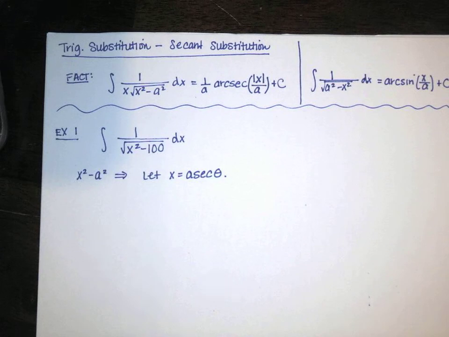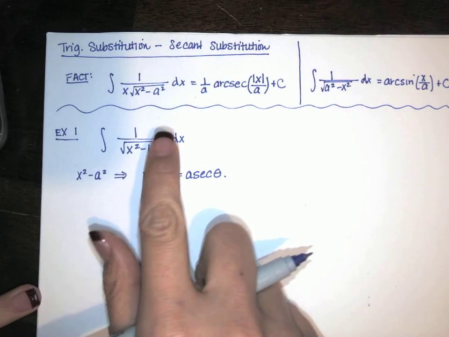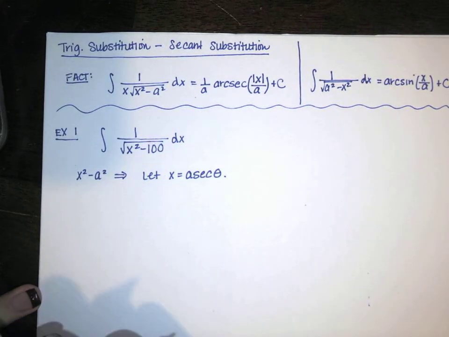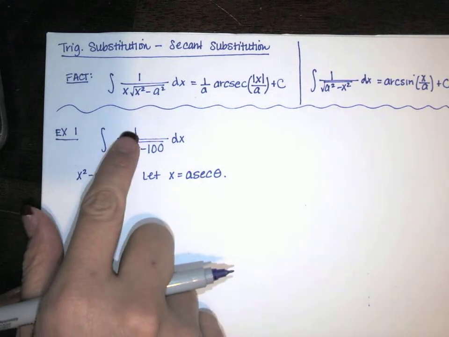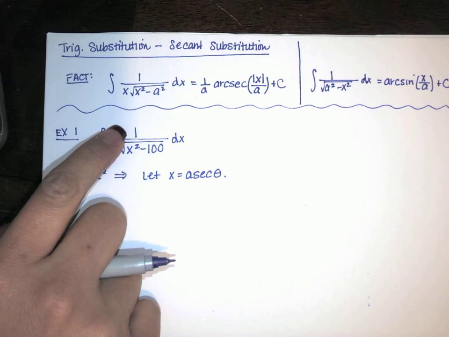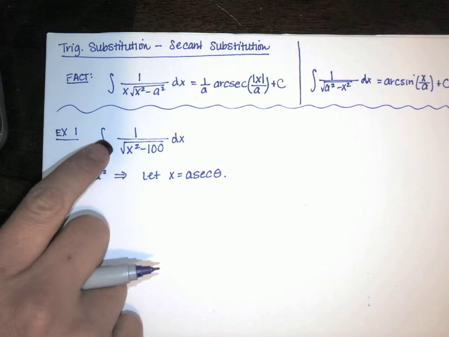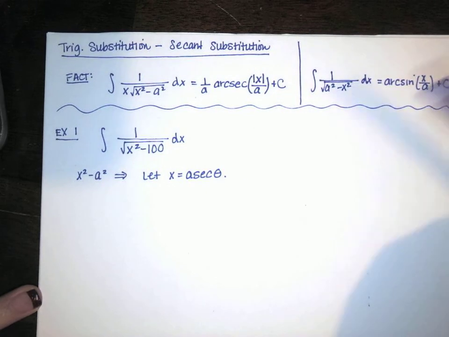Okay, so if it looks like x squared minus a squared, and it's not an arcsecant, and it's not a u-sub, and of course it's not a basic rule, then we're going to do a secant substitution. Notice I've got an x squared minus a squared, and there's no x in the numerator. If there was an x up here, I could do a u-sub, but there's no x. There's no x down here, so it's not an arcsecant.